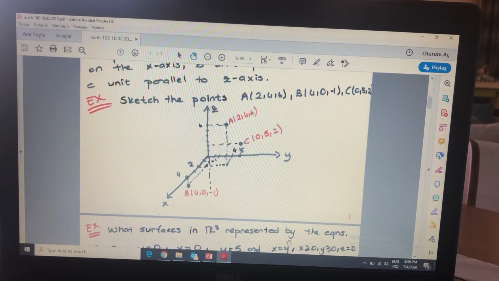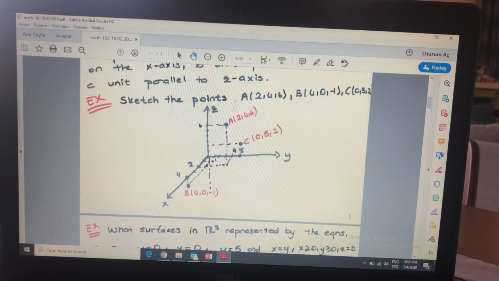So let's sketch these points and check if we really understand how we can pinpoint them in the XYZ space. Here you go. A point is (2, 4, 6). So what did we say? We will go 2 units on the x-axis. So I'm here at this point 2. Here. You can see that, right?